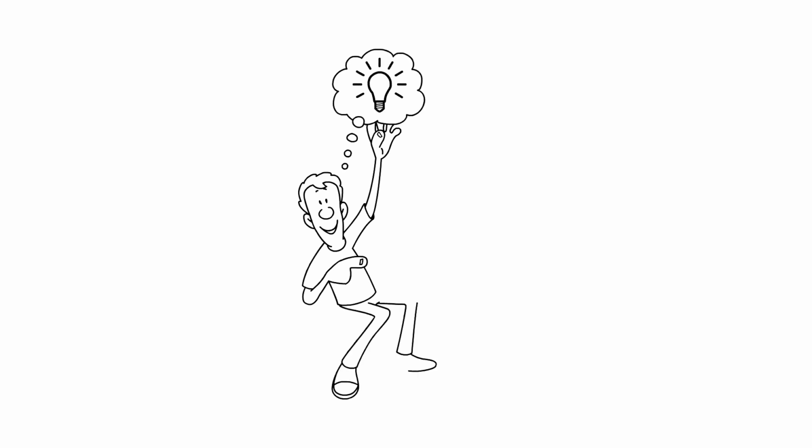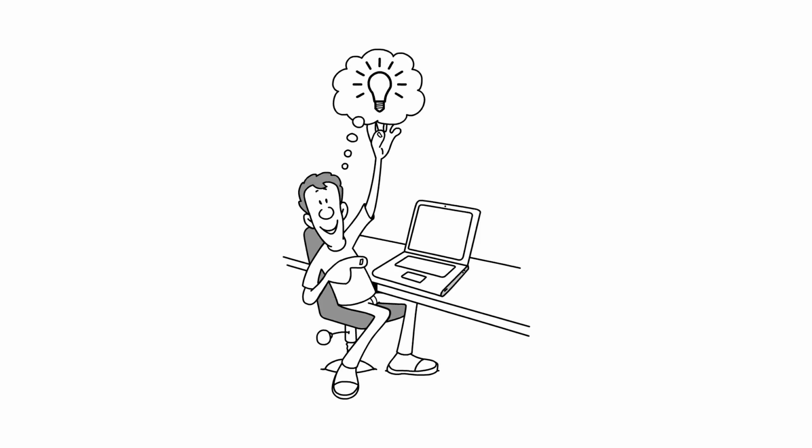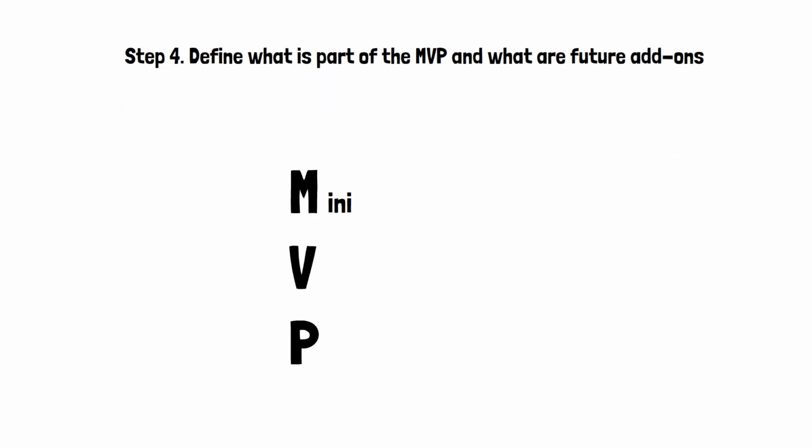When you start working on your projects, it's easy to have millions of ideas to improve them. However, it's super important to keep a good distance between features that are nice to have and those that are essential. Step number 4. Define what is part of the MVP and what are feature add-ons. MVP stands for Minimal Viable Product, the least amount of features your product needs to work.